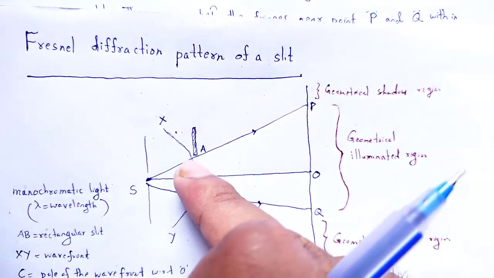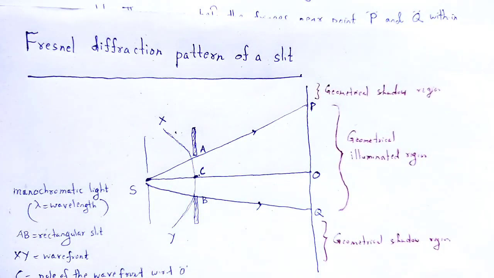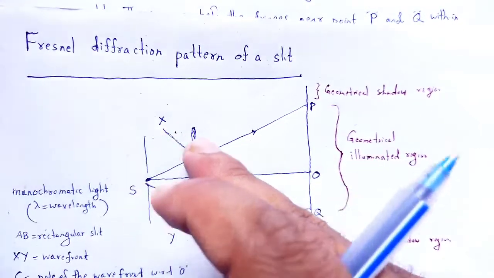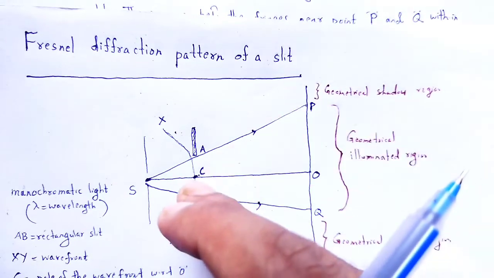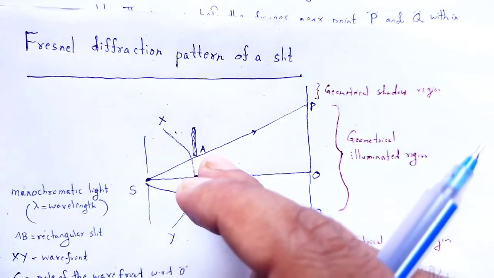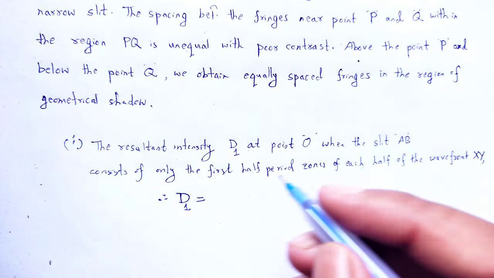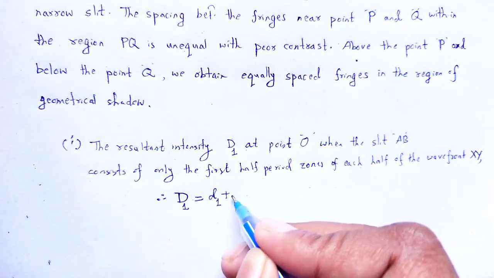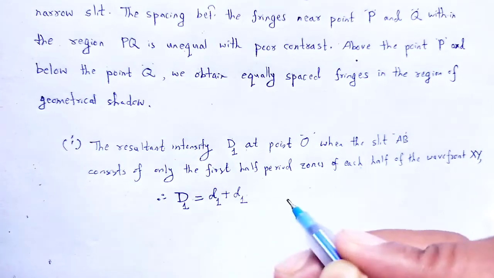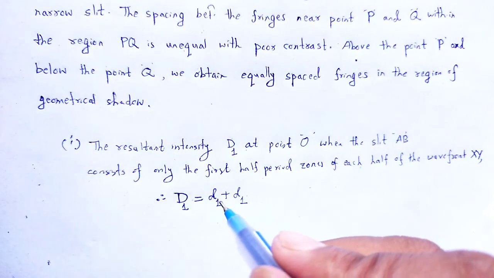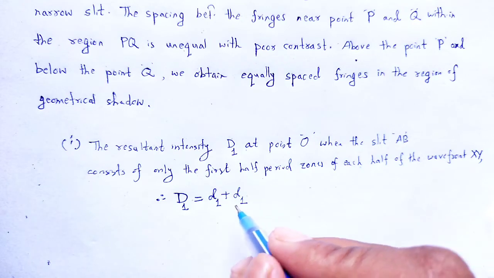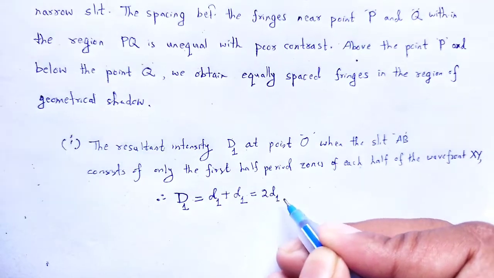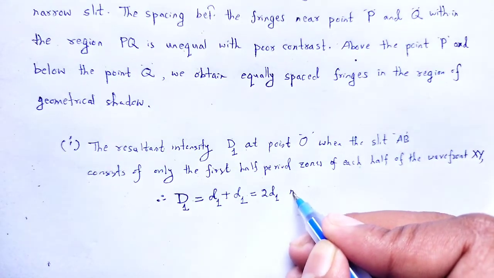Let us take each half contains one half period zone. For upper half we have the resultant intensity, and for lower half we also have the resultant intensity. For upper half let it be small d1, for lower half it will be again d1. We have considered the first half period zone, d1 plus d1, which is 2d1, that will be the maxima condition.